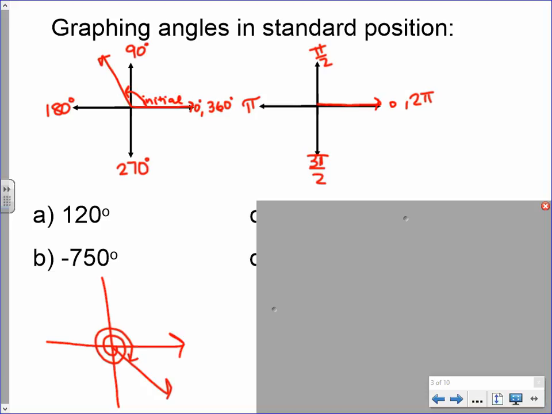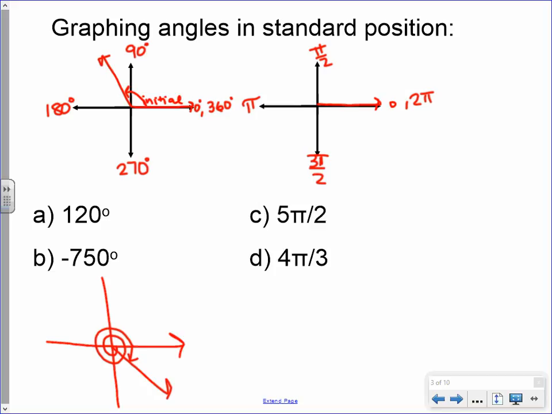So if your angle is bigger than 360 or negative 360, I should see that you rotated around more than once. I'm pretty confident that you feel comfortable with degrees. The radians is maybe where we need a little bit more practice.